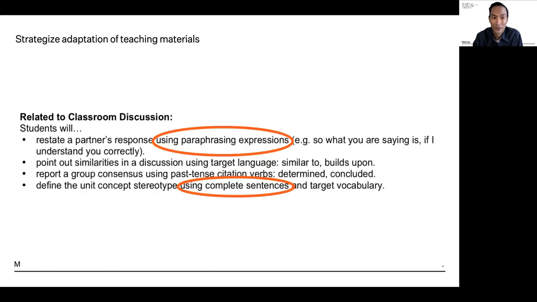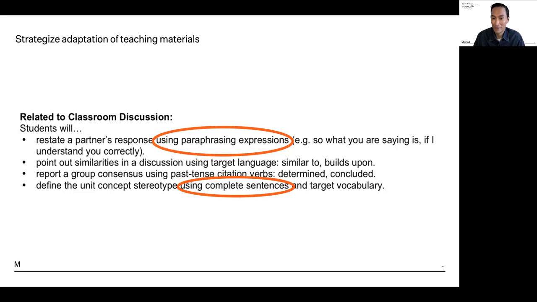So in terms of speaking, again, you have these goals here. Students will restate a partner's response using paraphrasing expressions. So you have to model these at the beginning of our lesson. You can say, so what you're saying is the same thing as, if I understand you correctly. And even if you have to translate this, now that we're remote teaching, they can translate on Google real fast. So it's just a matter of practicing now.